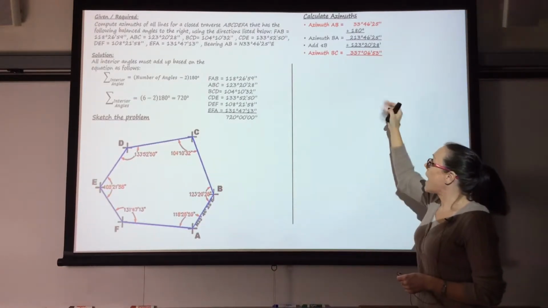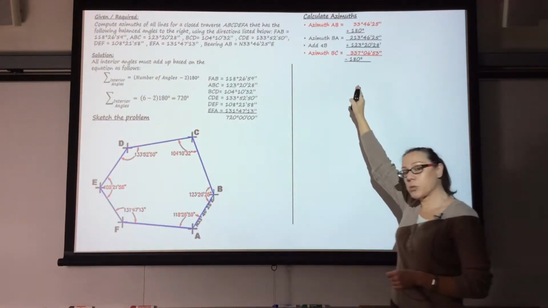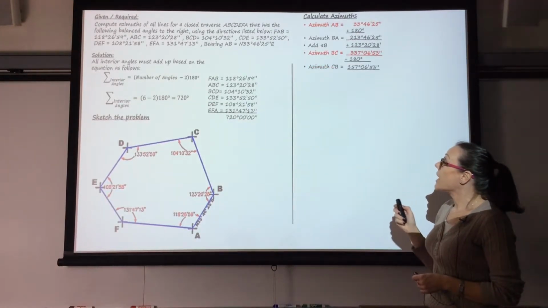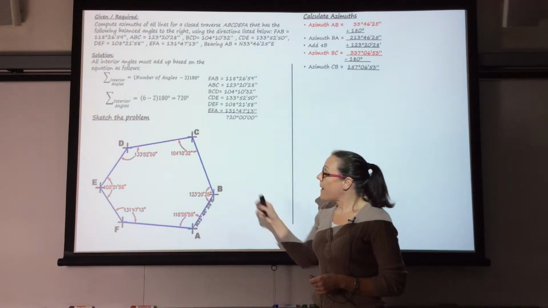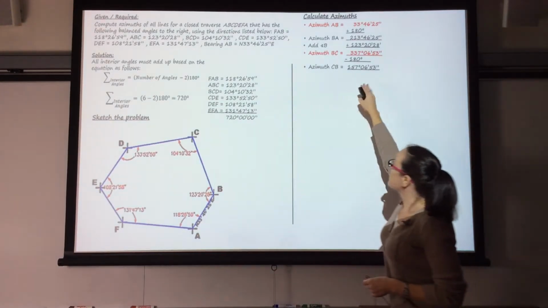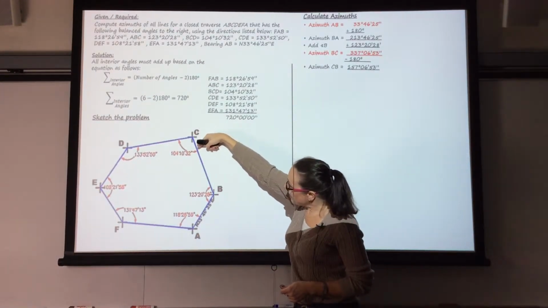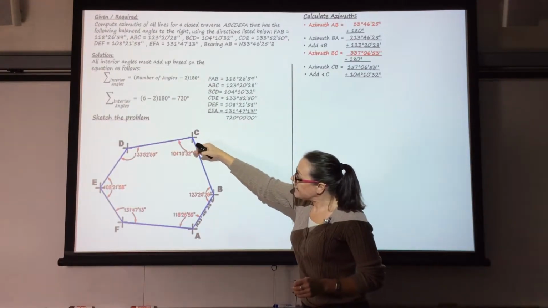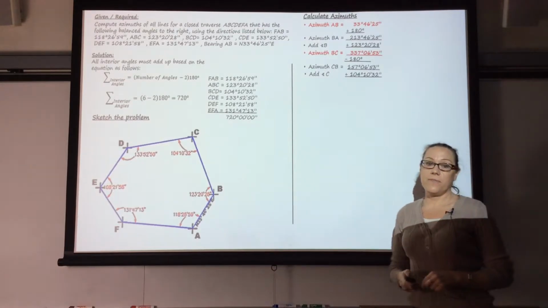And now I'm going to have an azimuth, and I need my back azimuth. I have to subtract 180 because the azimuth is greater than 180, and that gives me my back azimuth from C to B, which makes sense. If I look at this angle here, it's about 157 degrees. So now I add the angle at C, 104.